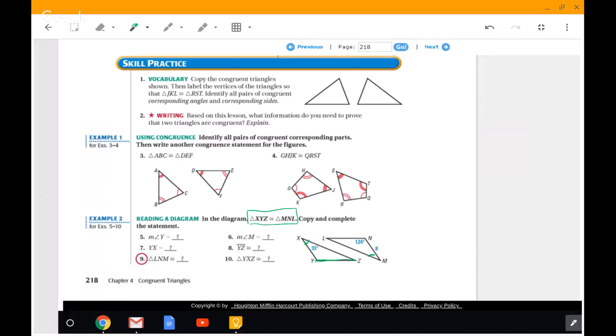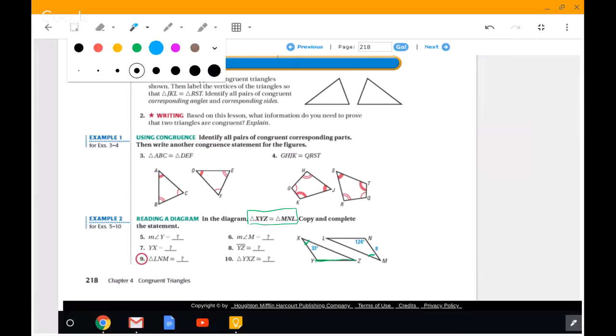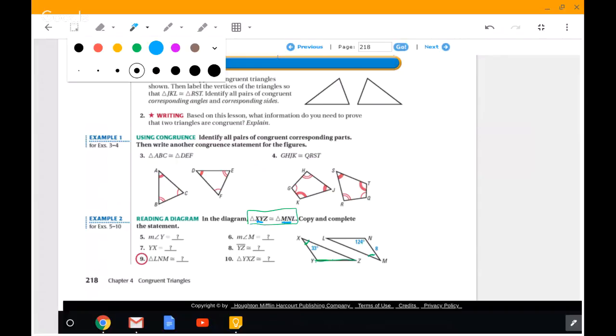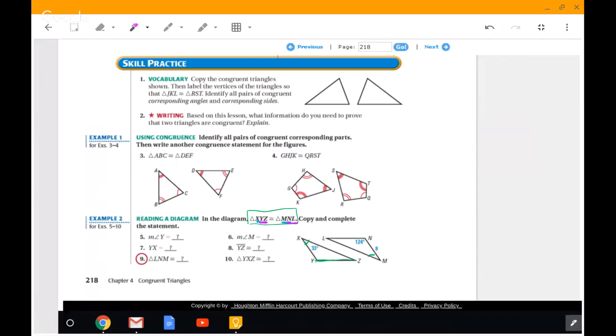And then you can also look at it like this. X and Z is the same as M and N. And then you could say Y and Z are the same as N and L, okay? Because remember, the order is corresponding for each shape. So Y and Z are the last 2 letters in this triangle, N and L are the last 2 letters in this triangle. So that tells us that those 2 would be congruent with each other. Does that make sense?